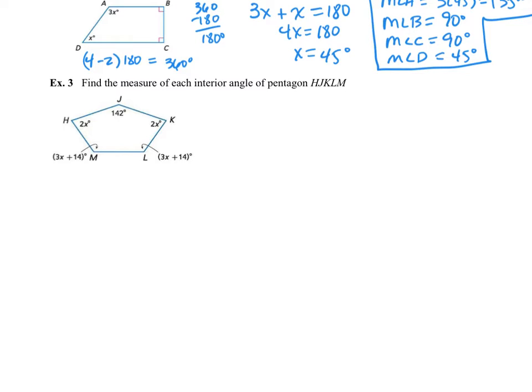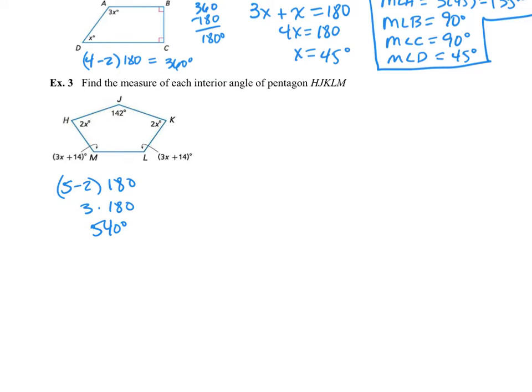Okay, now let's take a look at example 3, which says, find the measure of each interior angle of pentagon HJKLM. All right, so we can see that this is a pentagon. It has 5 sides. So since it has 5 sides, we know that the sum of the interior angles would be 5 minus 2 times 180, which turns out to be 540 degrees. So to find the measure of each of these angles, we need to know what x is. So we will total the measures of all 5 angles, and we know that total is going to be 540 degrees.